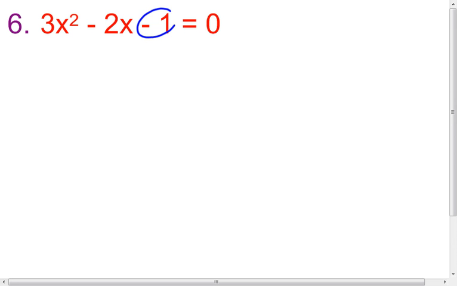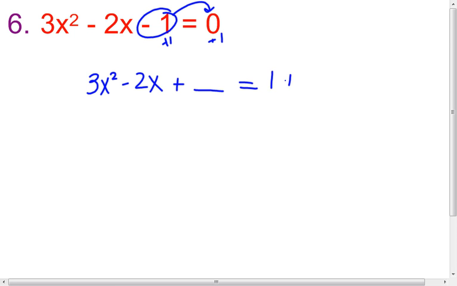You're going to take the 1, you're going to add it over. Okay, so I will have 3x squared minus 2x. I'm going to put my plus my blank in here, equals, when I add 1, I will have 1 plus a blank. Okay, then again, your a, or your number in front of your x squared, cannot be anything but 1. So if it is something but 1, you have to factor that out.